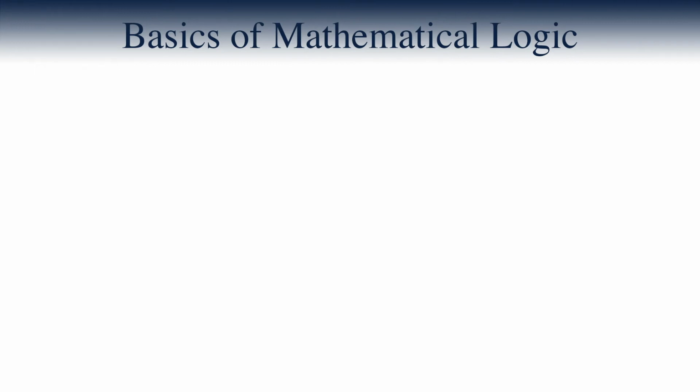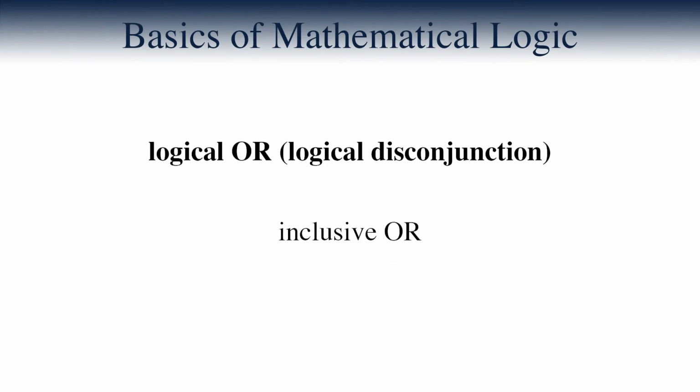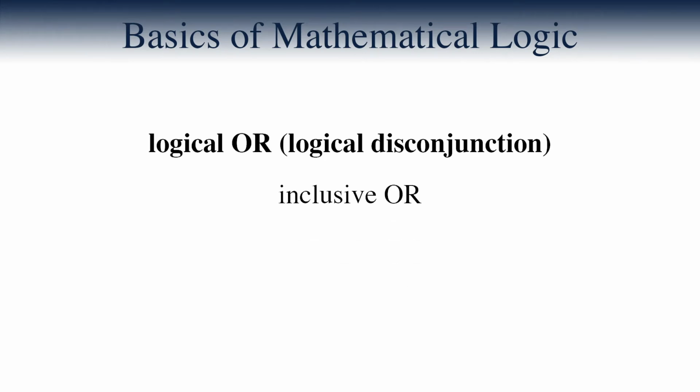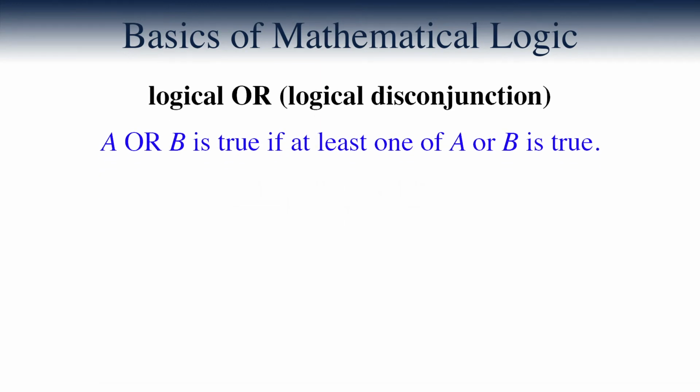The next connective that we're going to define is the logical OR, also known as logical disjunction. It's sometimes called inclusive OR as opposed to exclusive OR, which we'll talk about later. This connective comes with several symbols in different notation systems, as you can see here. The OR combination of two propositions is true if at least one of the propositions is true. So, we can simply identify its truth table.